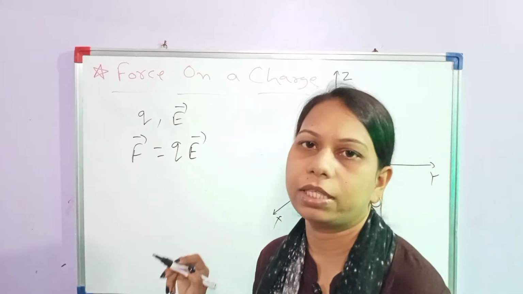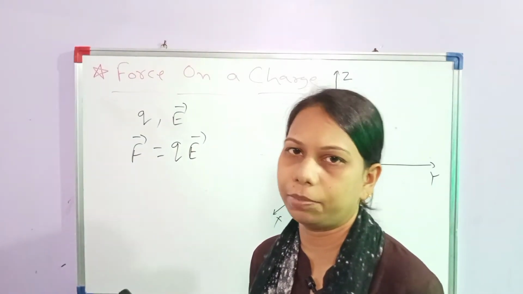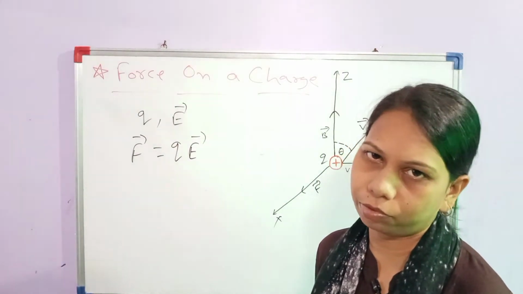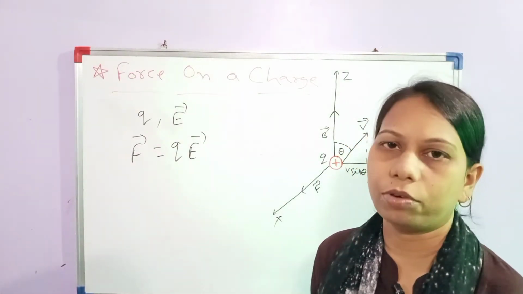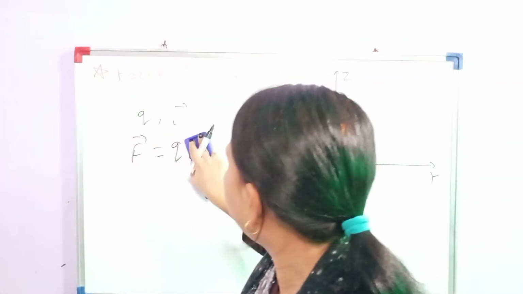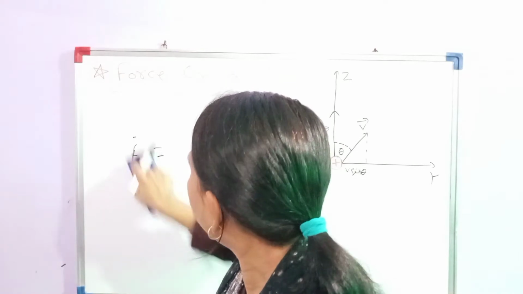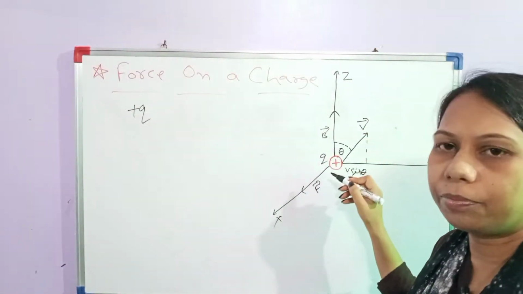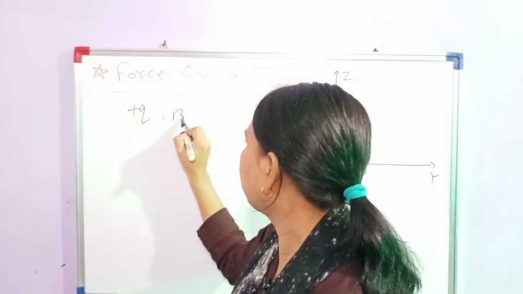Now suppose a charge is moving in a magnetic field. A charge at rest in a magnetic field does not experience any force. So we will calculate force acting on a charge moving in a magnetic field. Suppose plus Q is the charge moving in the magnetic field of strength B.